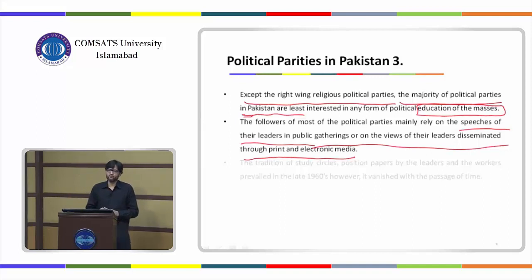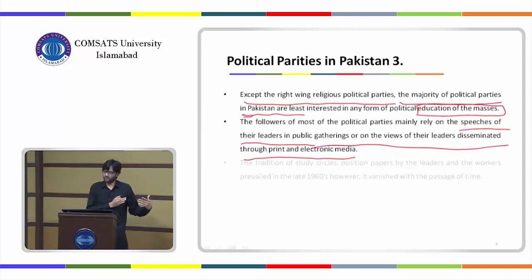The manifestos of the parties usually come a few days before the election, so the masses don't even find time to go through that manifesto in detail and with a critical view. In the West, we have been seeing that there are proper political debates among the leaders of different political parties. Unfortunately, in Pakistan, this culture hasn't been developed so far. We can hope that it might change in the future, but up till now this culture is not there in Pakistan, right? So neither the manifesto nor the culture of political debate is there in Pakistan.